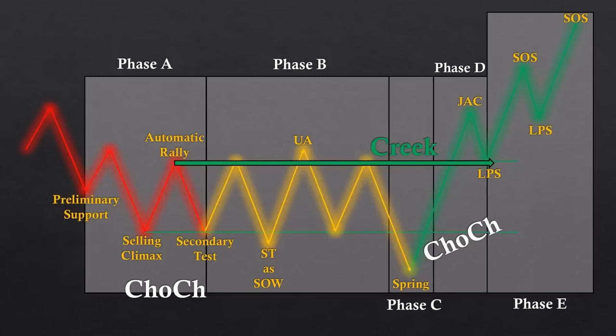Phase E is marked by successive signs of strength and last points of support, and the harmonic relationship between volume and price or effort and result. This generates the characteristic higher highs and higher lows of an uptrend. This is the complete horizontal accumulation structure according to the Wyckoff methodology.